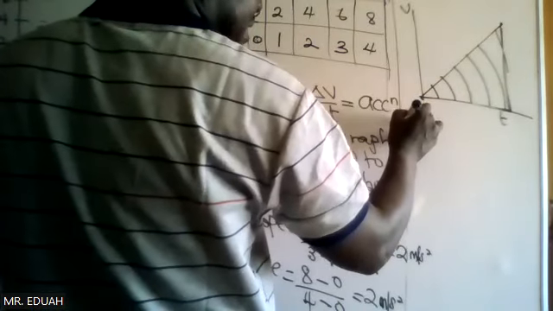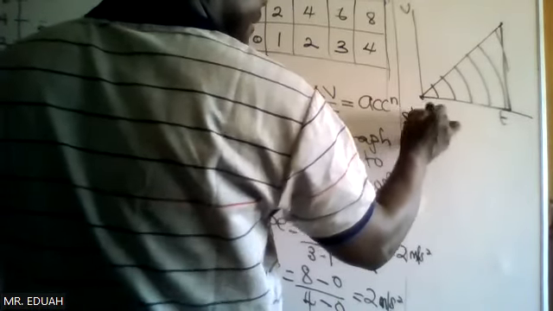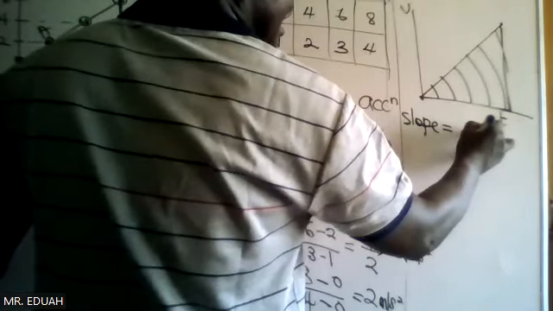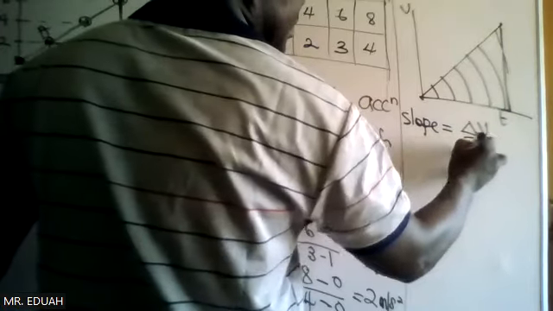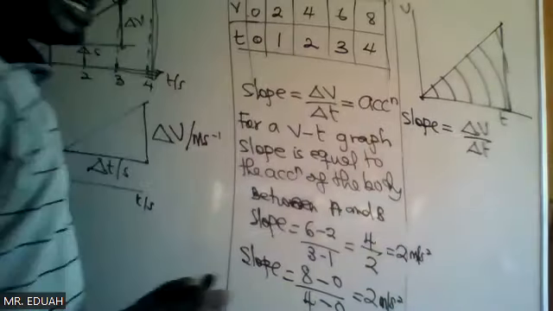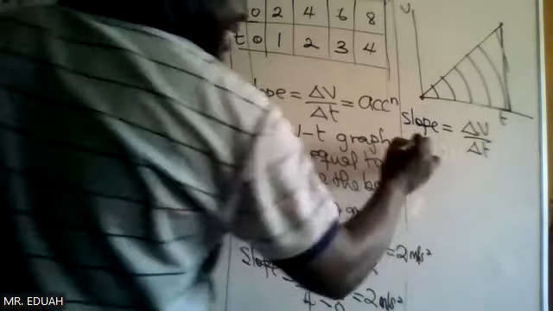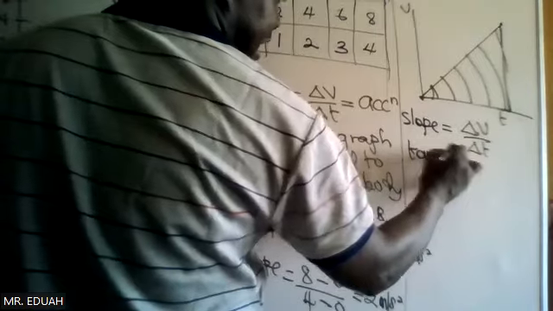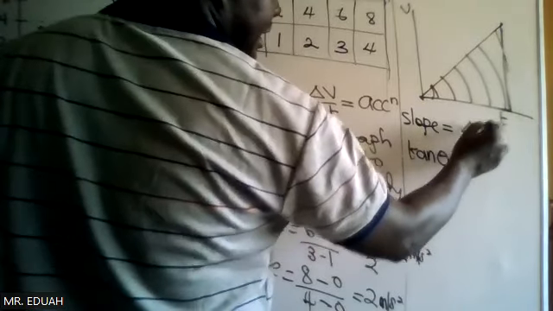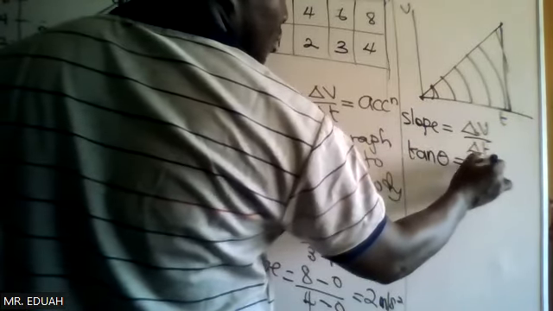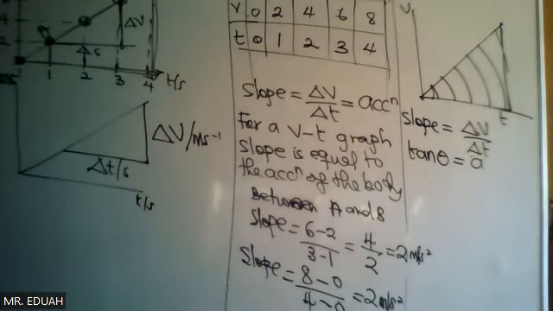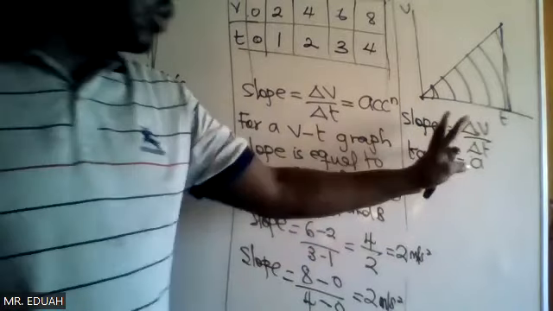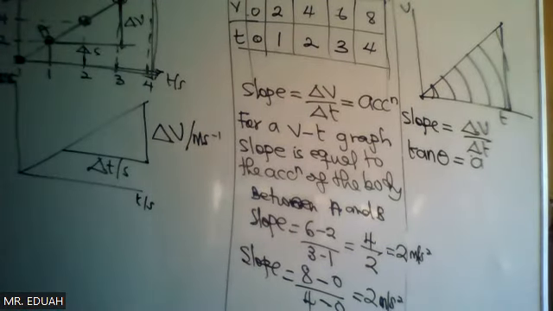can also say that the slope is equal to delta V on delta T. And this slope is equal to the tangent of the angle of tilt. So tan theta is also equal to delta V on delta T, which is also equal to acceleration. So take note of this. I'll be giving you different questions to see how this applies.